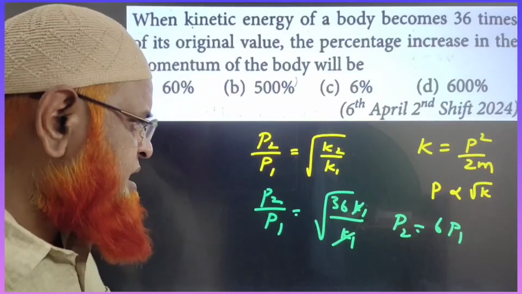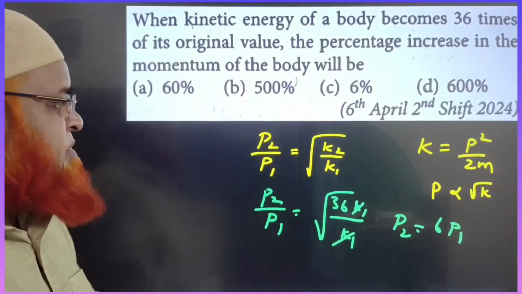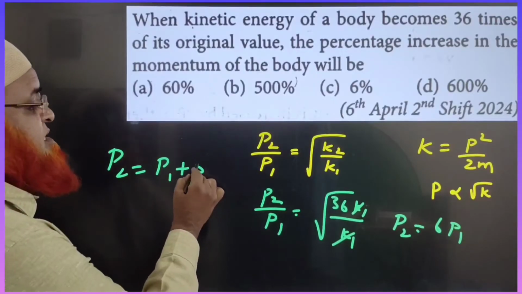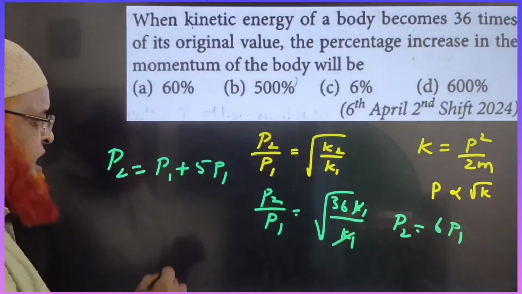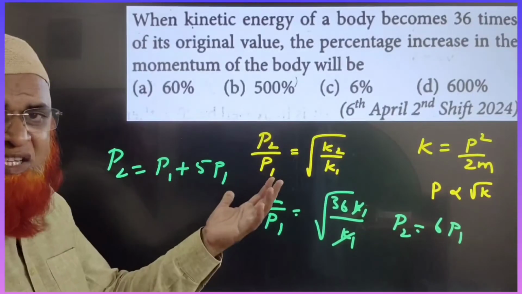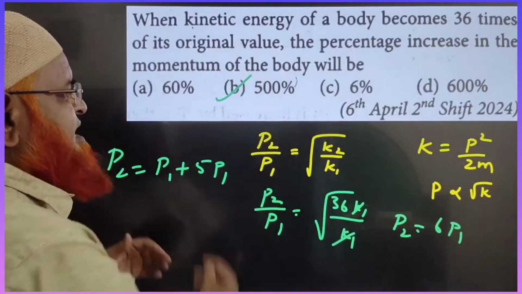What does it mean actually? Here 6 times means P2 is equal to P1 plus 5 times of P1. Okay. Previously it was P1. Now it is becoming 5 times extra, which is nothing but 500%. That is going to be your answer.